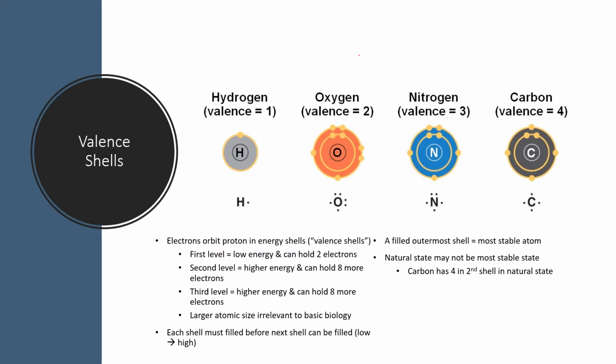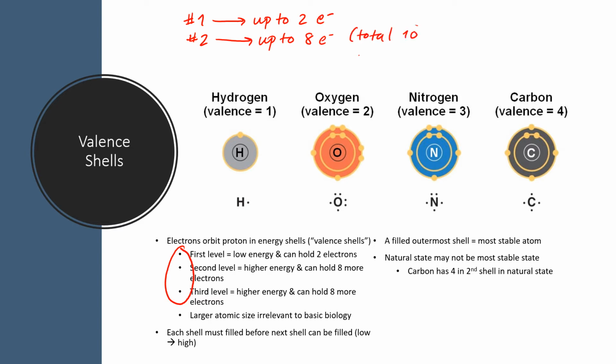The third level has even more energy and can hold 8 more electrons. Anything larger than that, we're not typically concerned about. This is going outside of the realm of normal A and P type material, so we're only going to really need to concern ourselves with this. The first valence shell can hold up to 2 electrons. The second valence shell can hold up to 8 electrons, so total 10. The third valence shell can hold up to 8 electrons on its own, so a total of 18.